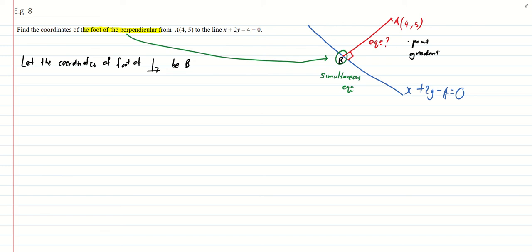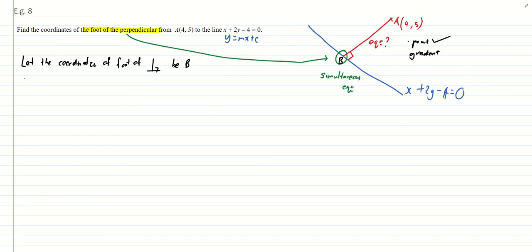And we already have this point over here. So what we need to find is the gradient, and we know for a fact that the gradient is perpendicular to this blue line. So if we can find the gradient of this blue line, we can use the fact that m1 times m2 equals -1 to find the gradient of the red line. Because we have this equation in this form, if we can put it in the form y = mx + c, make y the subject, we can easily identify the gradient of this blue line. So let's do that first.